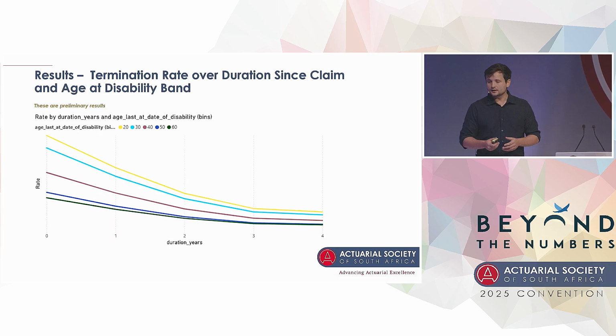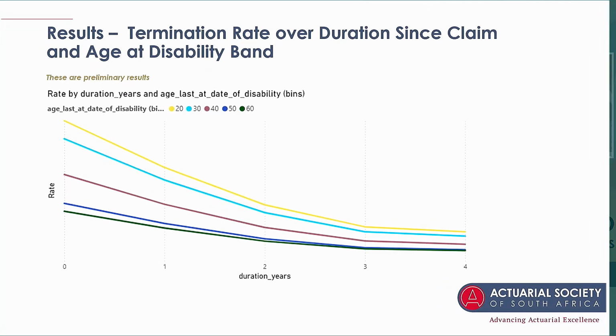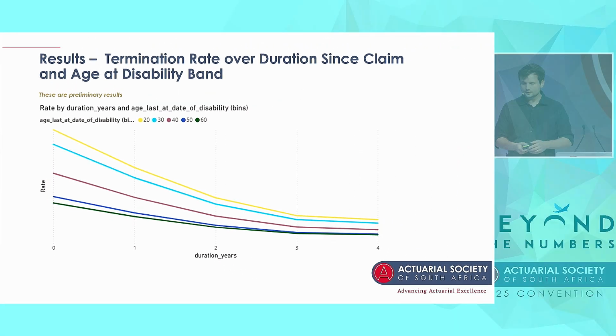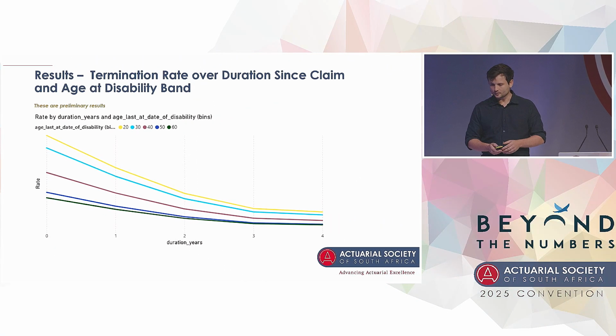The next slide is just looking at the age that you get disabled at, and how your rates differ by that over durations. As you would expect, the earlier you start claiming, the higher your terminations would be, and if you claim at about age 60, then your termination rate goes quite a bit lower. Chances of going back to work are less.